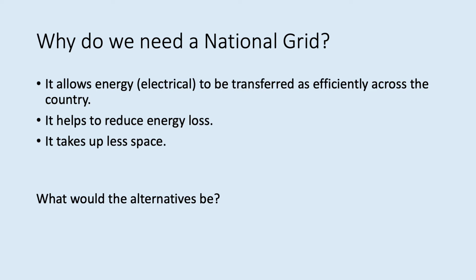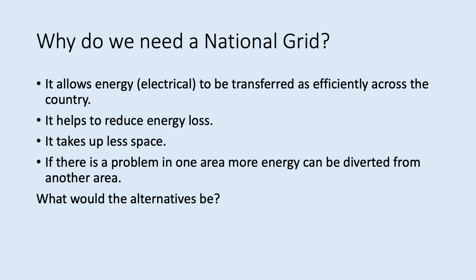But if that power station failed, then all of those towns would go out of power, not just a small area. Okay, and two, it would take up lots of space. It would cost a lot of money to do so, and it would take up massive amounts of space. So we have a national grid to kind of reduce that. That is what the cables and the pylons are all about. Okay. If there's a big problem in one area, more energy could be diverted.